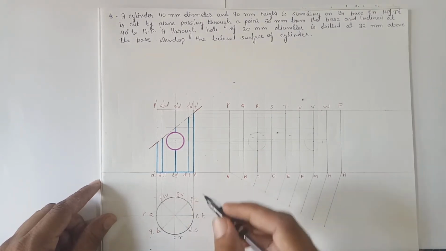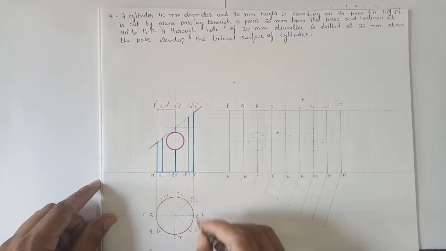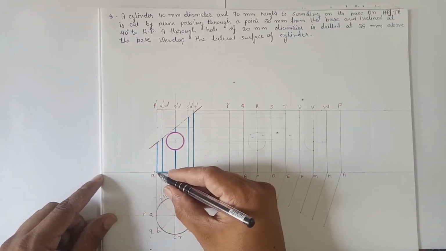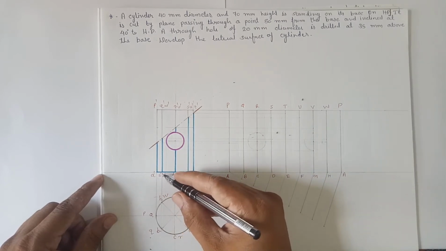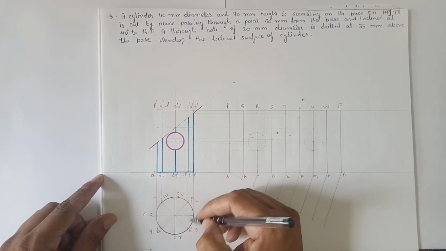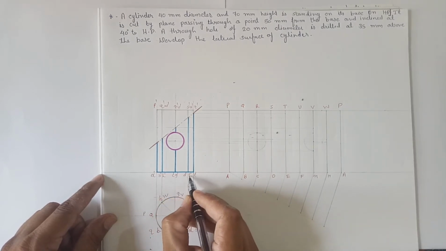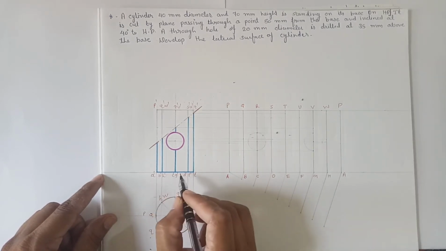So this is the base circle having radius 20 mm, diameter 40 mm. Project this point, that is A, BH, CG, DF and E. So this will be the base. A, B, C, D, E, F, G, H will be the base of the cylinder.